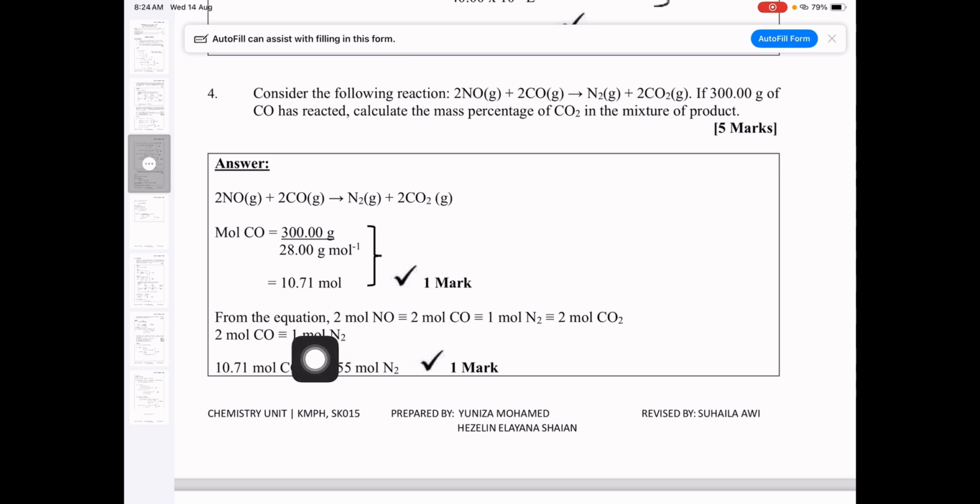Next, we calculate the number of mole for nitrogen. Comparing from the equation, 2 mole of nitrogen monoxide reacts with 2 mole of carbon monoxide and produces 1 mole of nitrogen and 2 mole of carbon dioxide. We compare the number of mole of carbon monoxide with 1 mole of nitrogen. If 10.71 mole of carbon monoxide reacted, it produced 5.355 mole of nitrogen. So this is 1 mark for number of mole of nitrogen.